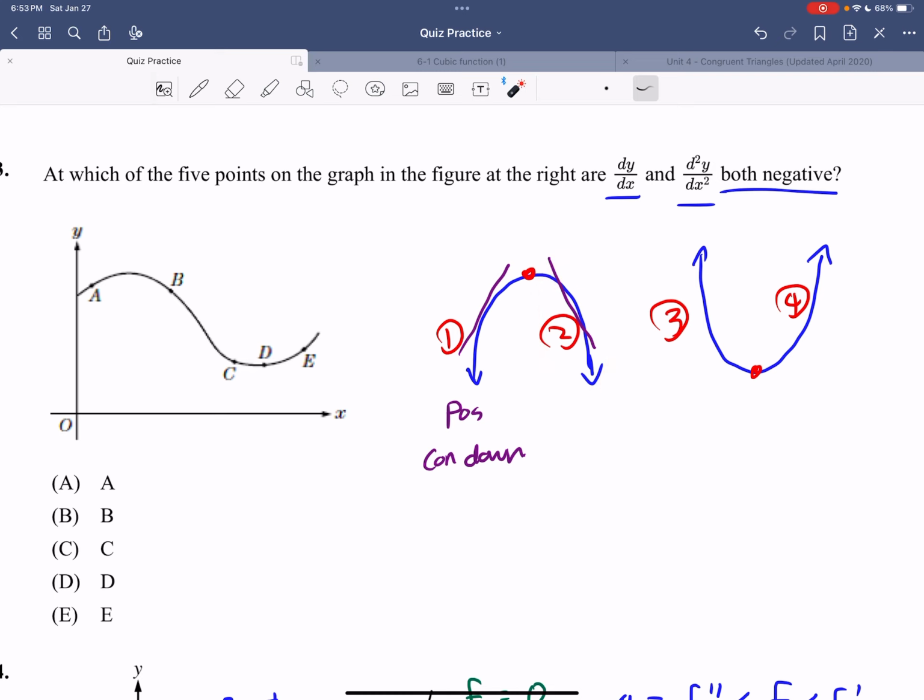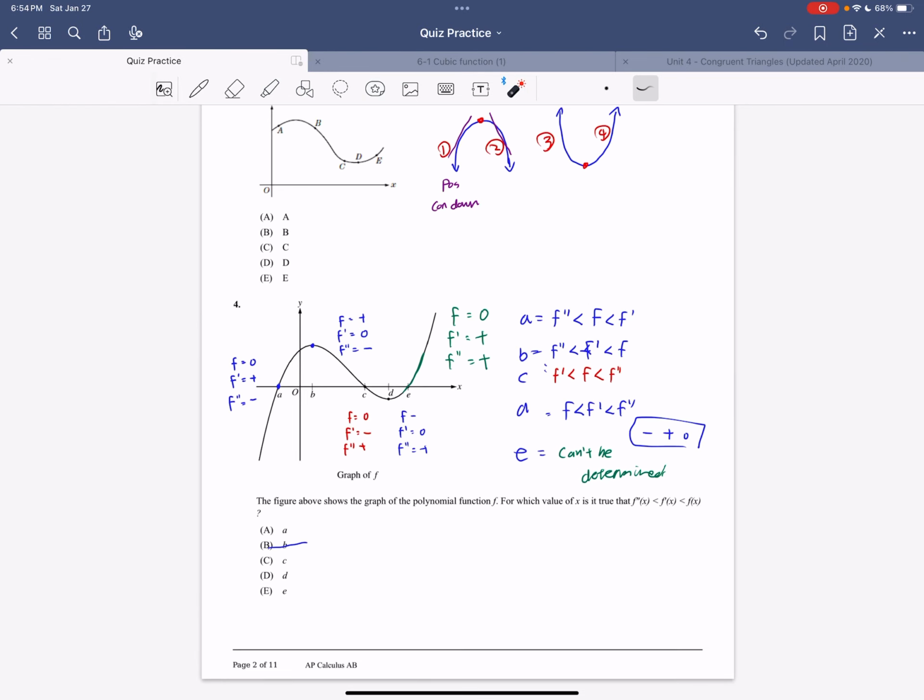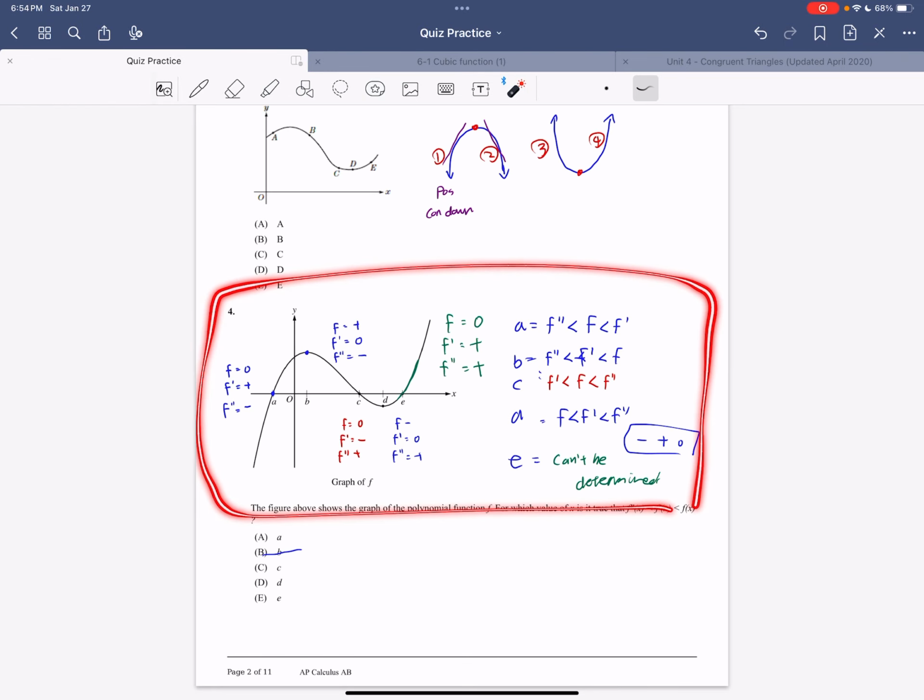So as you can see, A is concave down. Here to here is concave down, and from here it becomes concave up. So this one is increasing but concave down. This one is decreasing and concave down. This one is decreasing, concave up. This one is 0 and concave up. And this one is increasing, concave up. So you can kind of tell among A, B, C, D which one is both negative, okay? This, which is B.